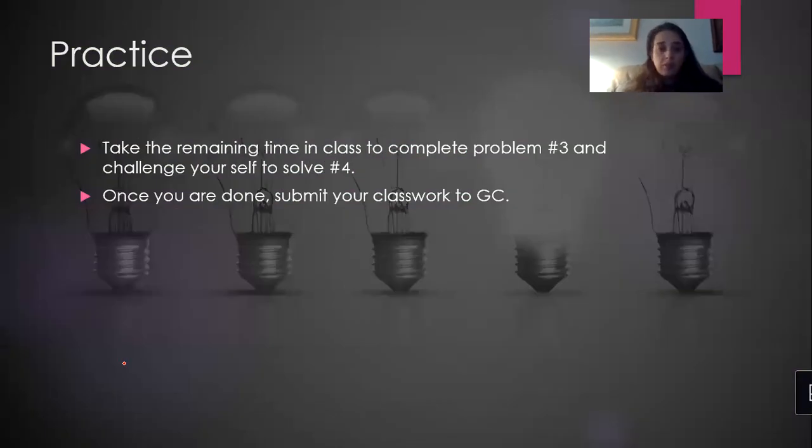You're going to take the remaining time in class to complete problem three, and then challenge yourself to solve problem number 4. Problem number 4 is kind of hard, but you have the sufficient tools to be able to solve it. Once you are done, submit your work to Google Classroom, and that is all for today.